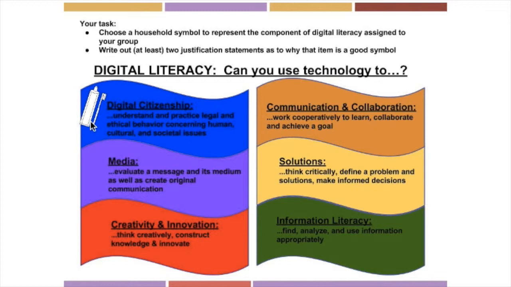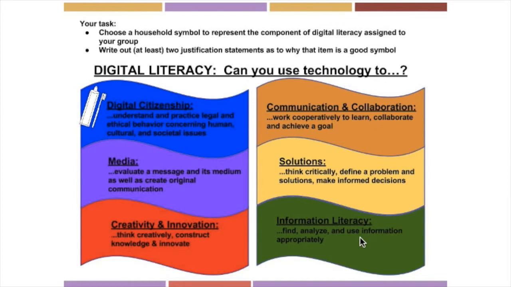And we're going to use the toothbrush and toothpaste analogy from yesterday to represent our digital citizenship area. So your task now, you're going to divide your class into 5 small groups, and you're going to choose a household item to represent each of these 5 other areas. So one group will be assigned media fluency, one group creativity and innovation fluency, one group communication collaboration fluency, one group solutions fluency, one group information literacy.